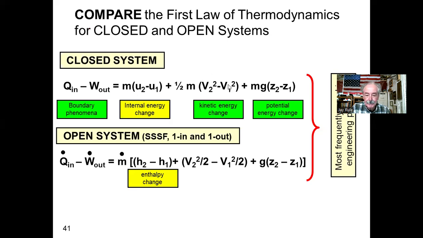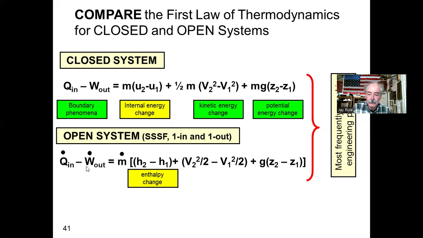Kinetic energy, change in velocities, change in potential energy, change in vertical height. Now, how does that compare to an open system? Well, let's not go through all the generalities. Let's say we've got an open system. We have steady state, steady flow. Only one inlet and one outlet. It's a special situation, but it's a very frequent situation. One inlet, one outlet, steady flow.